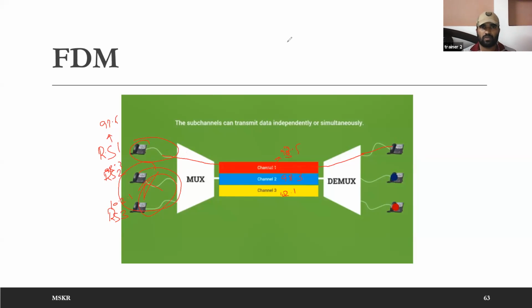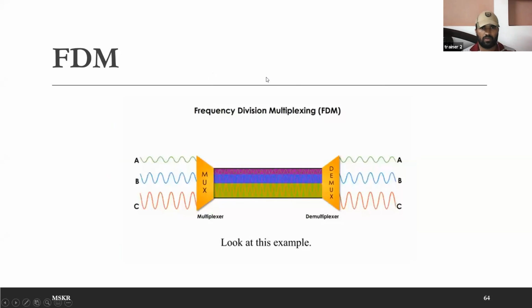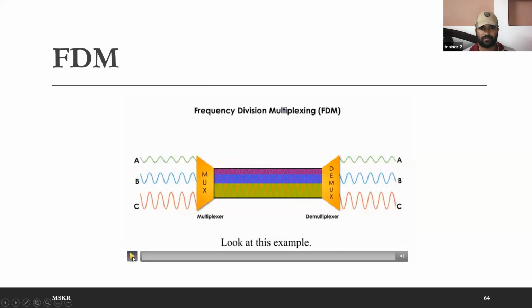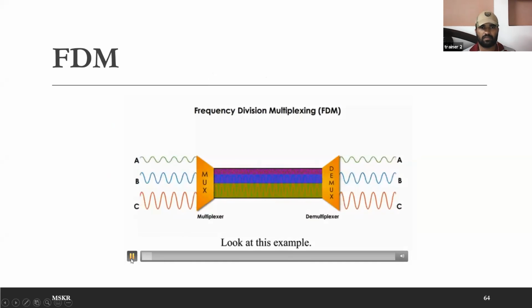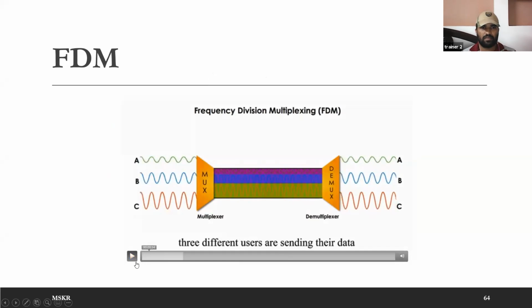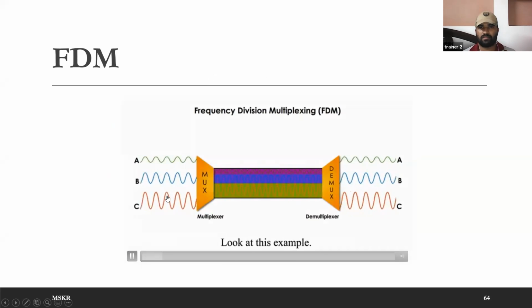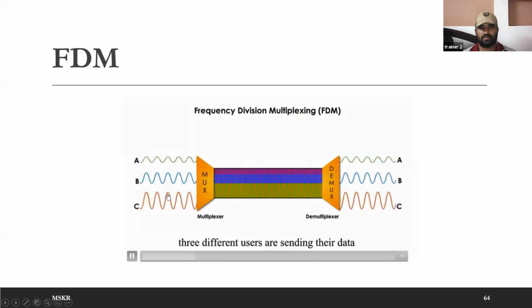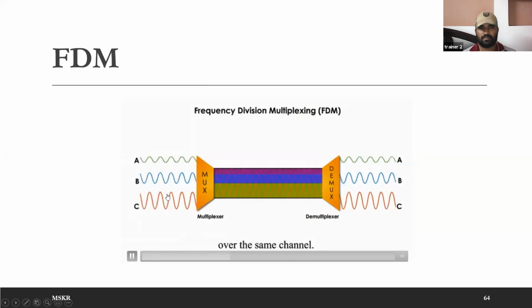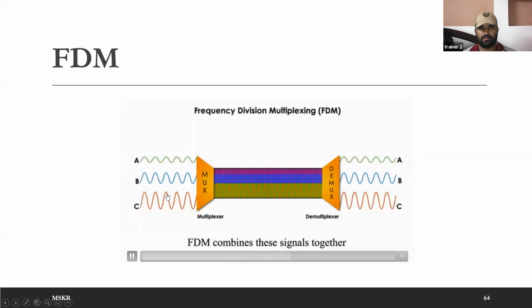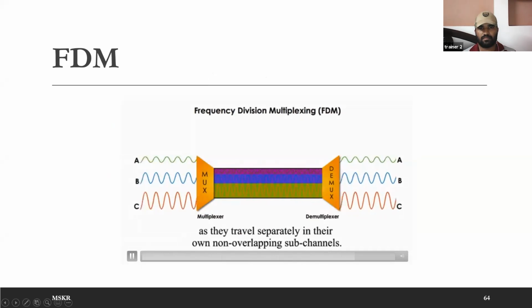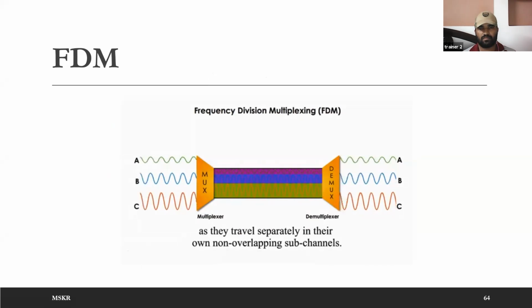Okay, so let me show you another small animation. Look at this. Three different users are sending their data over the same channel. FDM combines these signals together and sends them simultaneously as they travel separately in their own non-overlapping frequency bands.